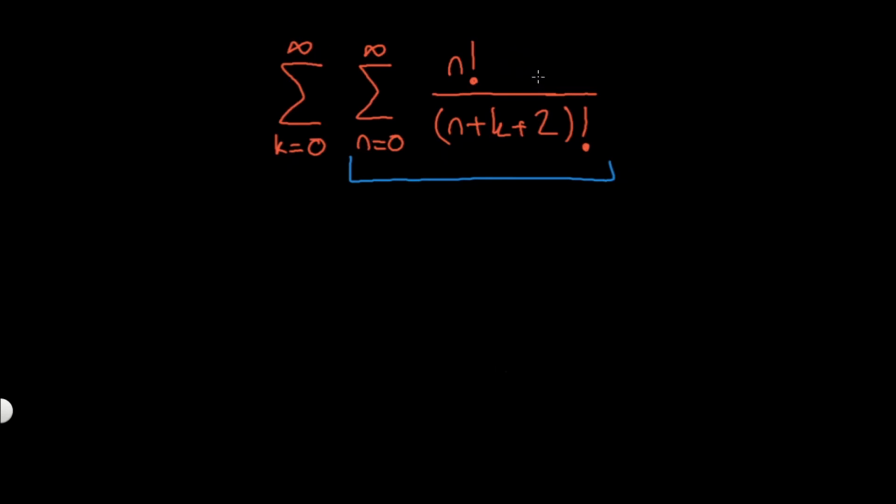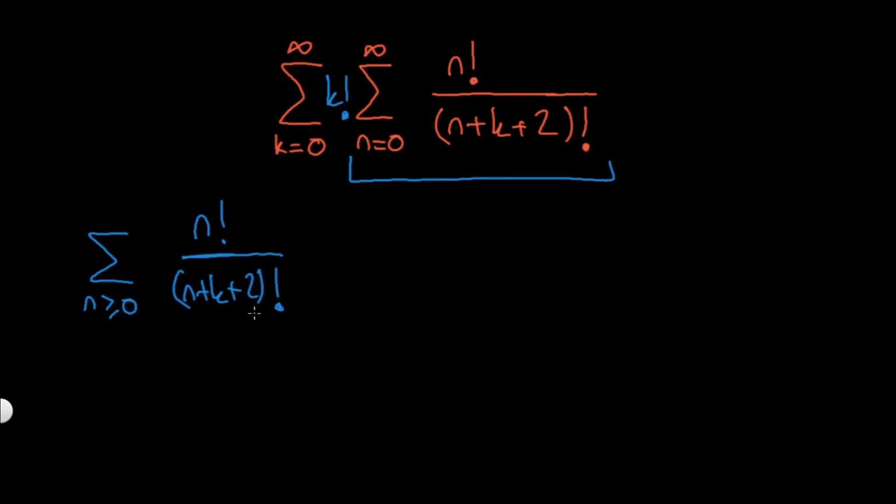So let's just take this and put it here, because I can just do that. I can't take it here, but I can take it here. And now let's try to find this sum. So n is from 0 to infinity, n factorial over n plus k plus 2 factorial. Okay, I have a weird looking sum with factorials.